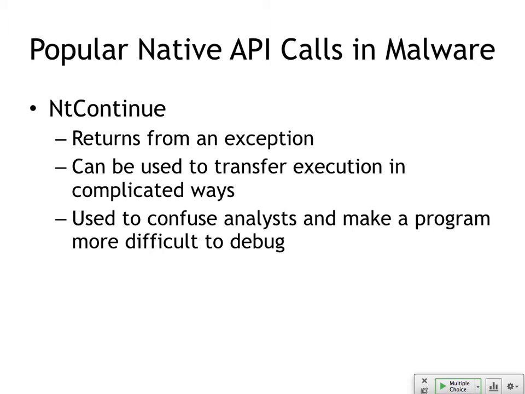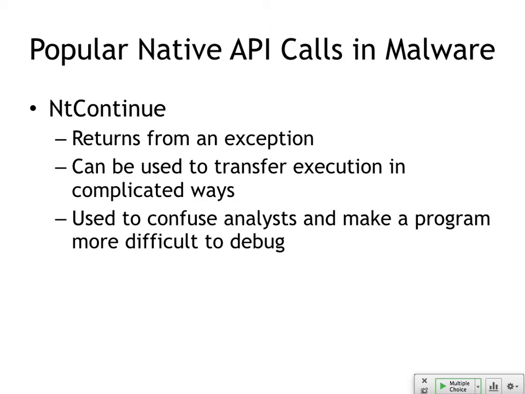So here's NtContinue, to return from an exception. You can use that to transfer execution to unexpected places and make a program difficult to debug. You can make it so your program keeps crashing and going to the handler and returning somewhere else. So you end up going from here to there, but there is not a call or a jump going from here to there. This will help keep people confused.